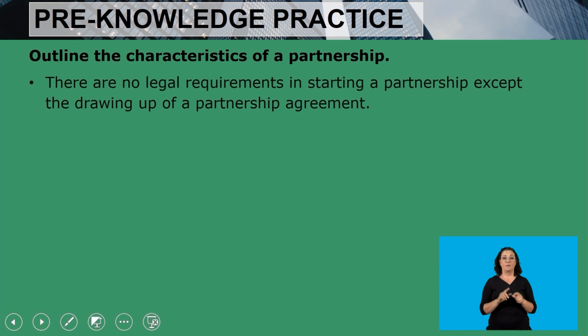There are no legal requirements in starting a partnership except the drawing up of a partnership agreement. So one of the characteristics of a partnership is that you need to draw up a partnership agreement. Apart from that, there are no legal requirements that you need to follow when you want to start a partnership. This agreement is going to be an agreement between two or more partners, whereby how are they going to share the profits? How are they going to contribute towards making a partnership a success? So that's the only thing that you need to draw up, a partnership agreement.